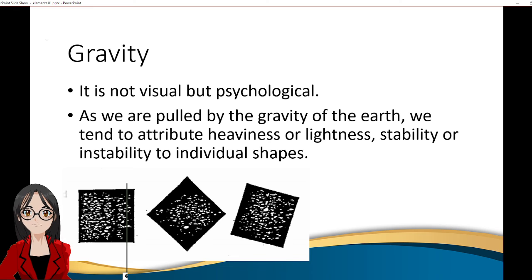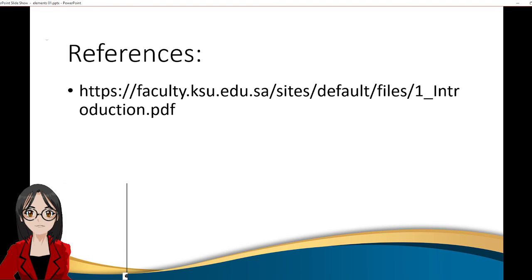Gravity is not mostly visual. It's mostly psychological. As we are pulled by the gravity of the earth, we tend to attribute heaviness or lightness, stability or instability to individual shapes. For example, here in the illustration we can see the image looks like it is pulled by gravity because the square seems to tumble. Okay? So, that is our reference for the lesson.